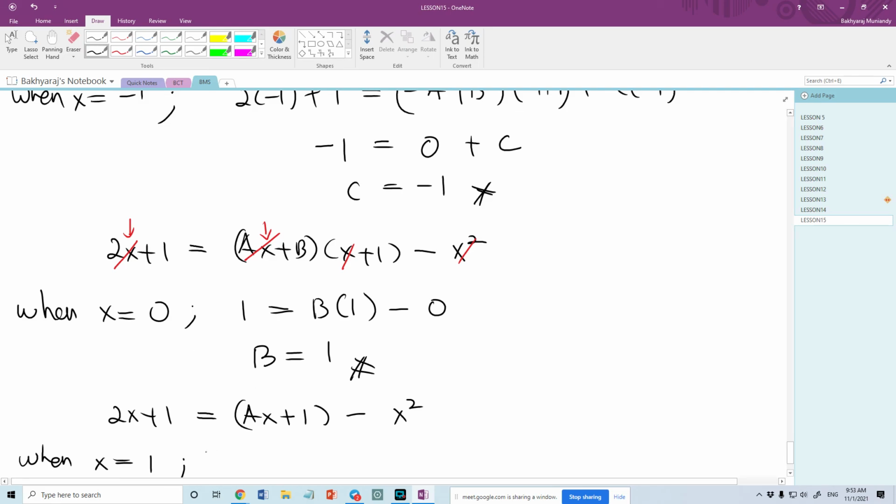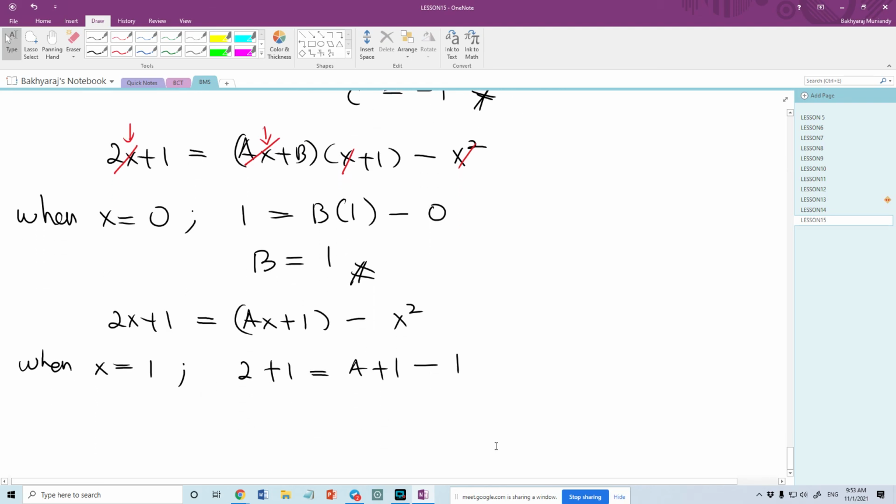Okay, so 2 times 1 you get 2 plus 1 equal a times 1 you get a plus 1 minus 1. Sebab 1 kuasa 2 jadi 1 balik. Okay, 1 minus 1, 0. Okay, ini cancel. So a must be equal 3 dah. Now you see you get answers for A, B, C. Sudah dapat.